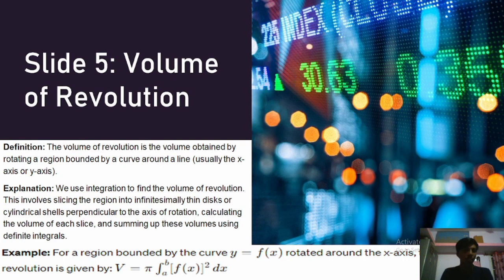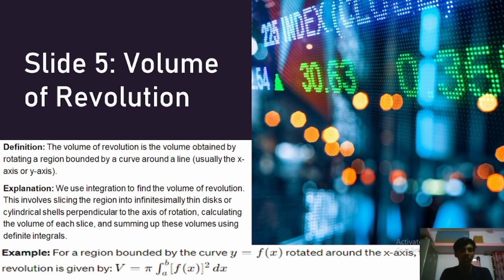Volume of revolution. The volume of revolution is the volume obtained by rotating a region bounded by a curve around a line, usually the x-axis or y-axis. Explanation: we use integration to find the volume of revolution.